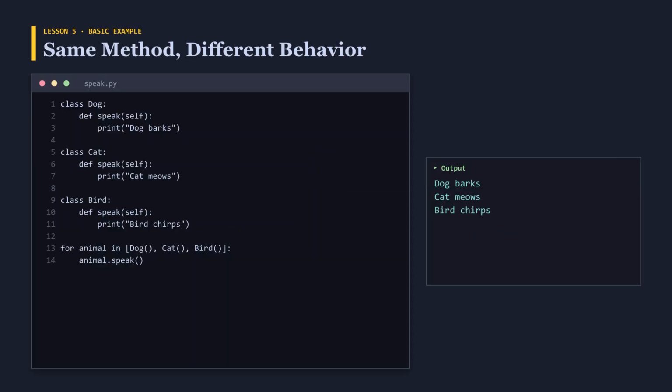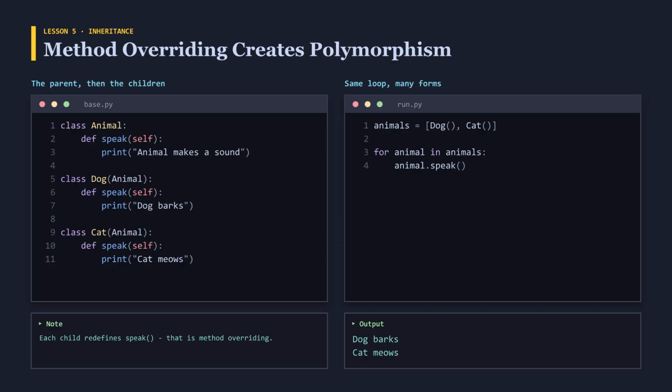Here it is in code. Three unrelated classes, dog, cat, and bird, each define their own speak method. The loop is the key. It calls animal.speak, without knowing or caring which type it holds. Each object responds in its own way. Notice we did not even use inheritance here. In Python, if objects share a method name, they are already polymorphic. This duck typing is central to Pythonic design. If it has a speak method, you can treat it like anything else that speaks.